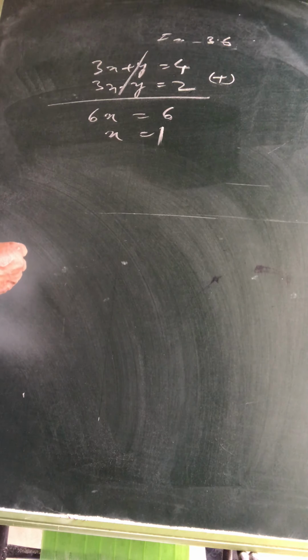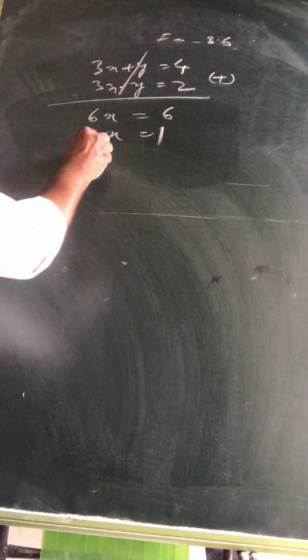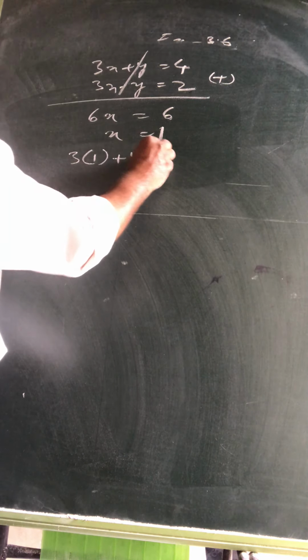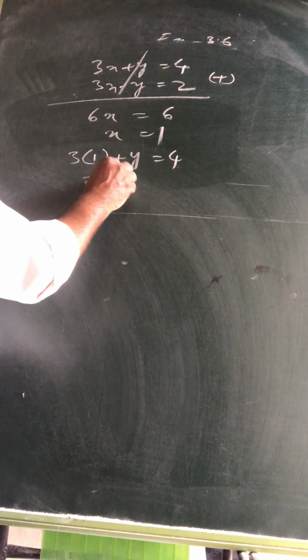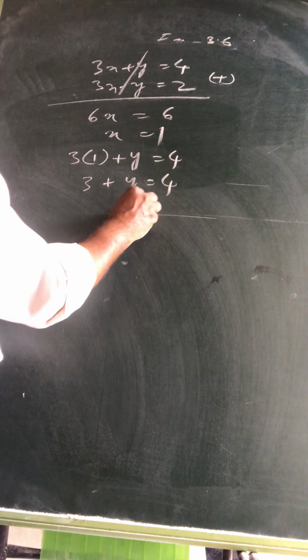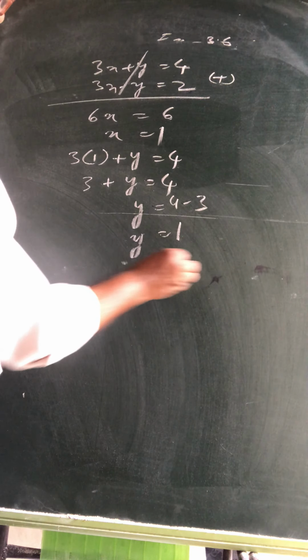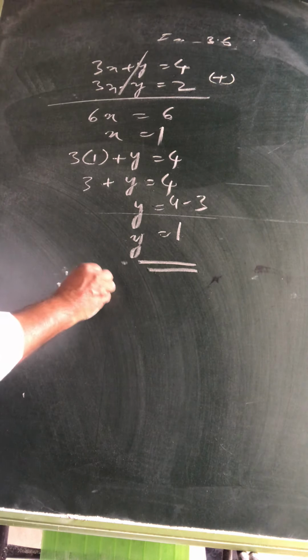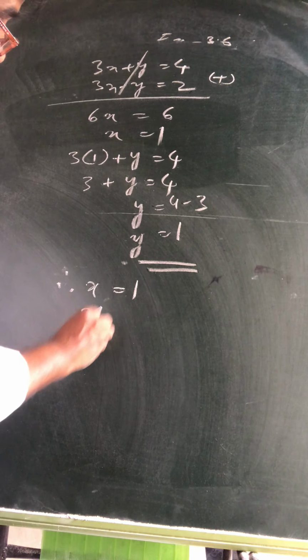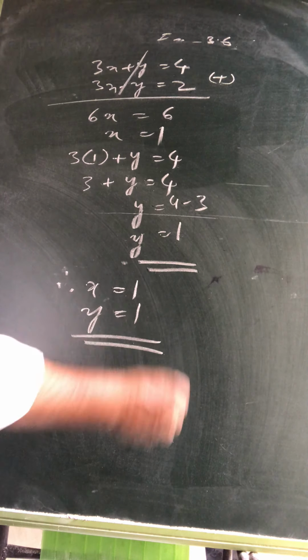Substitute this value in equation 3. So 3 into 1 plus y is equal to 4. 3 plus y is equal to 4. y is equal to 4 minus 3. y is equal to 1. Therefore, x is equal to 1 and y is equal to 1.